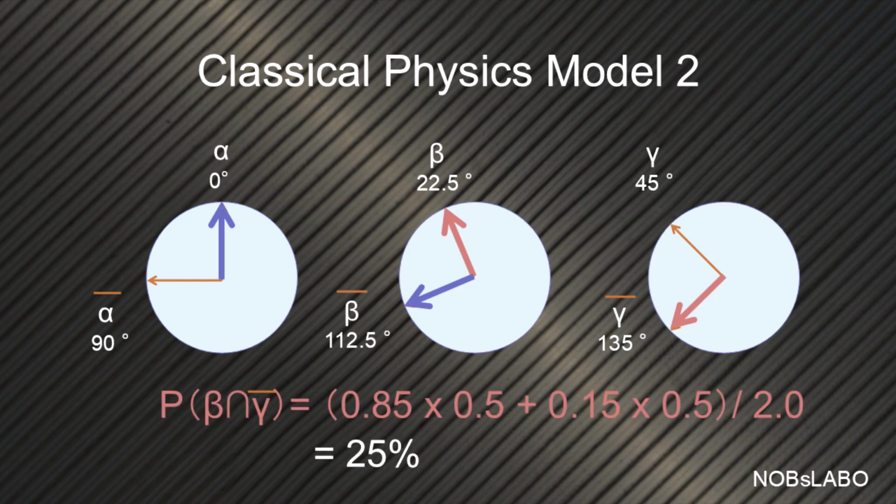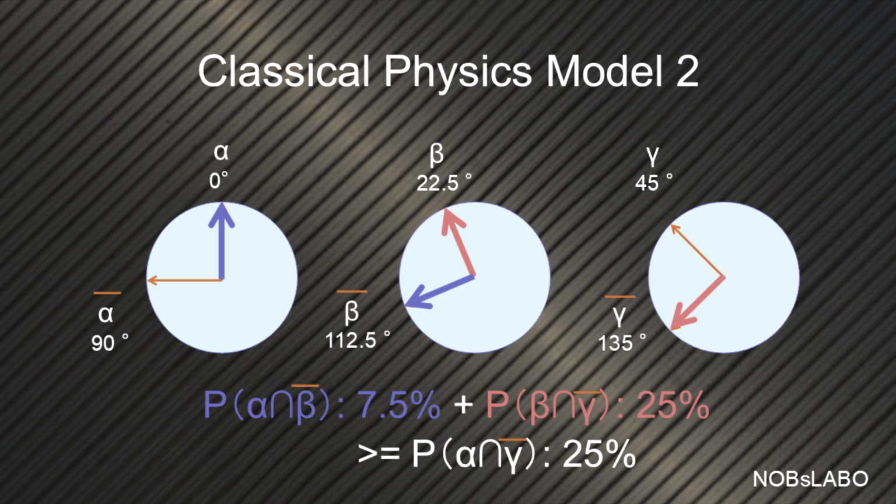In the calculation of term 2, the probability is 42.5%, by calculating the product of the probability that a 0 degrees photon will pass through the beta filter and the probability of passing through the gamma bar filter, and the product of the probability that a 90 degrees photon will pass through the beta filter and the probability that it will pass through the gamma bar filter, which is 7.5%. By averaging, the probability of the second term is 25%. The probability of the right-hand side of Bell's inequality is 25% by the similar calculation. So we can see that Bell's inequality is also true in the second model.